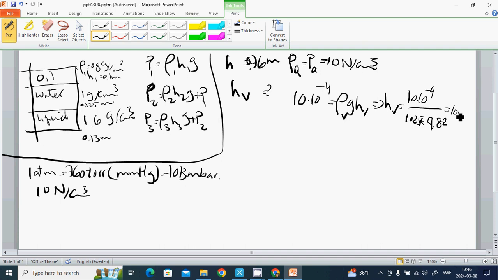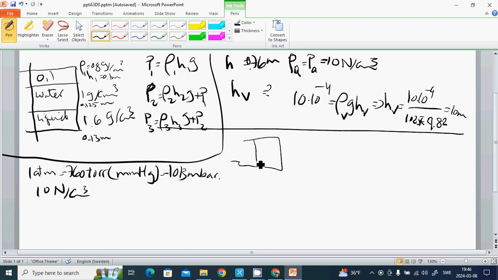Diffusion, and we have Boyle's law. If you have P1 V1, then P2 V2, then P1 V1 equals P2 V2, the Boyle's law.